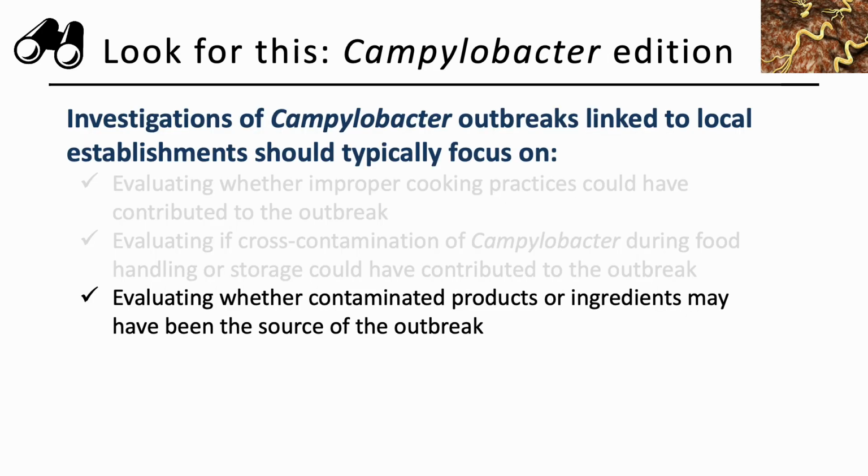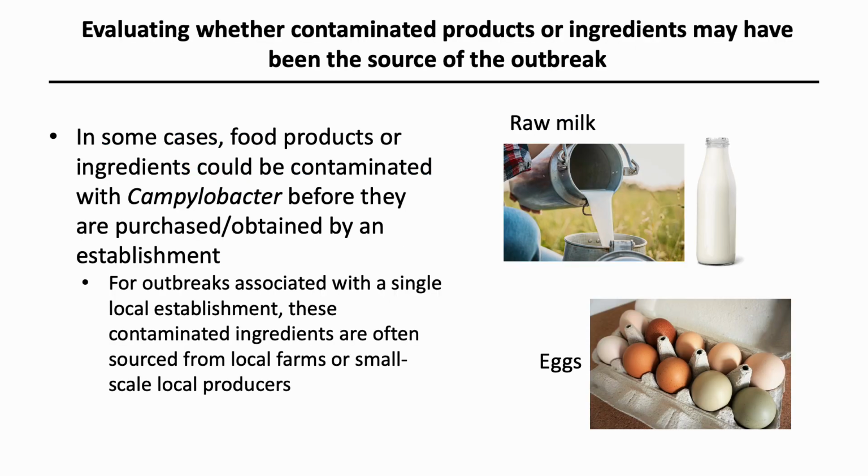Finally, let's discuss how environmental health investigators can go about evaluating whether contaminated food products or ingredients may have been the source of the outbreak. In certain instances, food ingredients may have been contaminated with Campylobacter before they are purchased or obtained by an establishment. In particular, when investigating an outbreak associated with a single local establishment, these contaminated ingredients are often sourced from local farms or small-scale local producers.